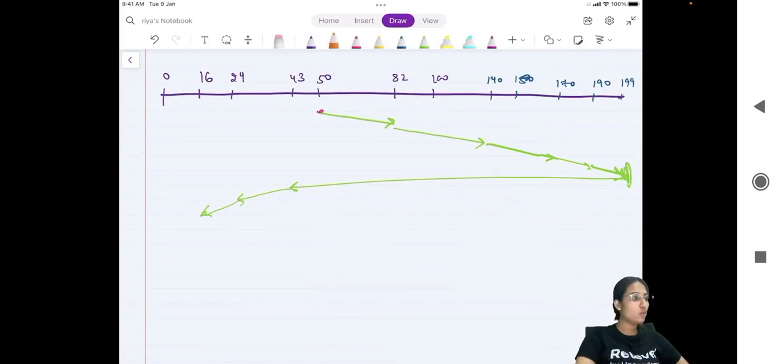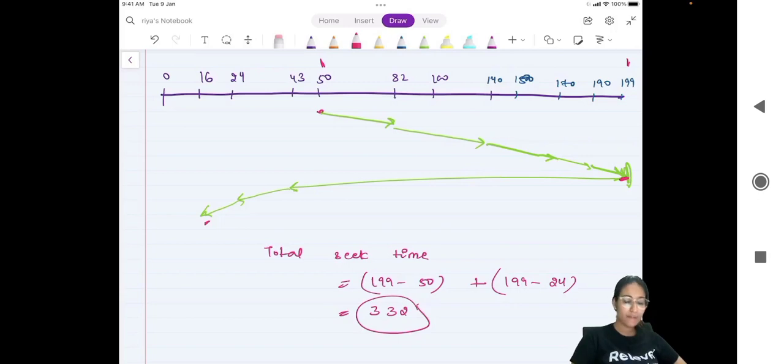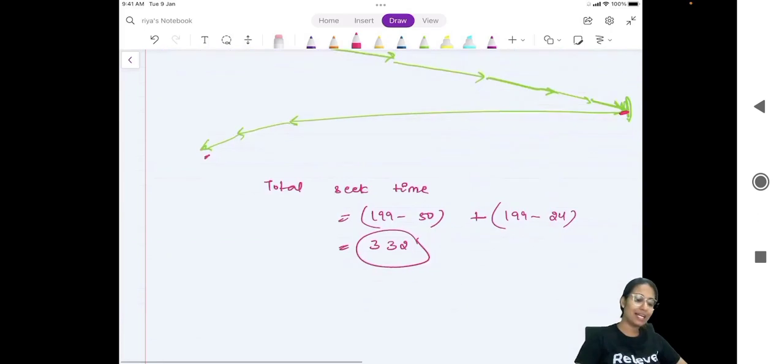So what will be the total seek time over here? It's actually very simple to calculate, because one time you are going from 50 to 199. So the seek time is 199 minus 50 plus, right, you are going from 199 to 24 and processing the requests on the path. So the total seek time over here comes out to be 332, which is larger than the seek time which we had in the shortest seek time first algorithm. Okay, so not very large, but yeah, slightly greater.